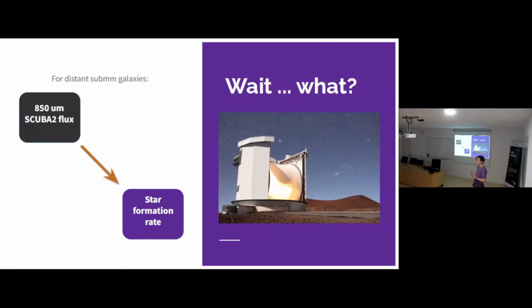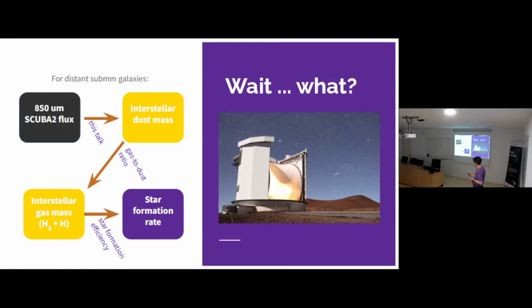And indeed, in many cases, especially for distant galaxies, there is a straight correlation, or at least it's presented like that. We measure an 850 micron point, and we get the star formation rate. But in reality, the thought process goes something like this. We measure this 850 micron point. We then get an interstellar dust mass. Then we assume a gas-to-dust ratio, and you get an interstellar gas mass. Then we assume a star formation efficiency, and you get a star formation rate. So there are a lot of assumptions in here.